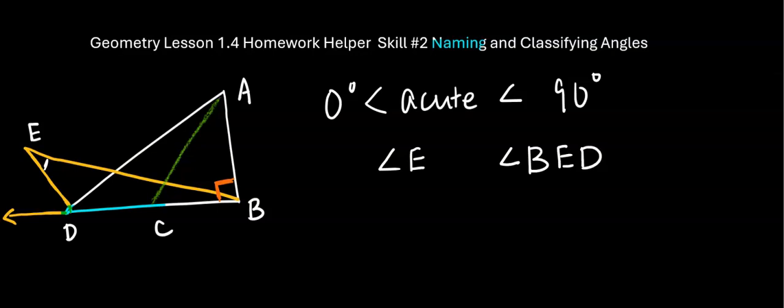I hope you're following that. You can use your mouse to point to it if you want to. That's angle BED. Good. And then I can flip the order. I can say angle DEB. That is the acute angle.